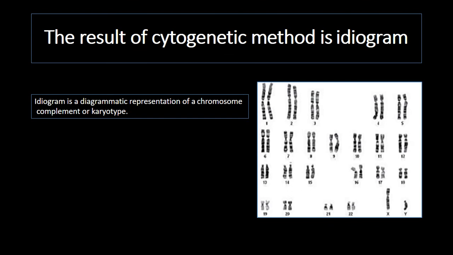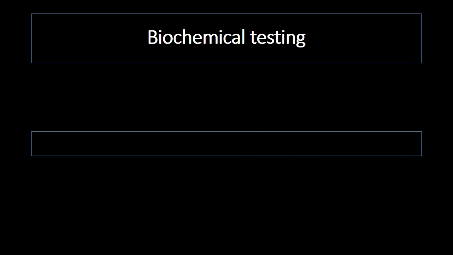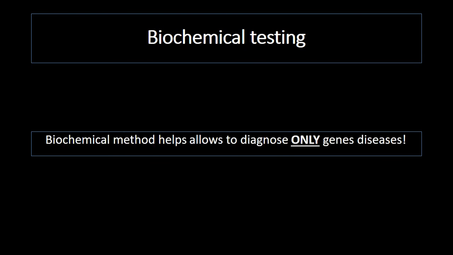The next method is biochemical testing. Biochemical testing or biochemical methods allow us to diagnose only gene diseases. I remind you that gene diseases are the same as metabolic diseases. The metabolism in our organism is a complex of numerous different biochemical reactions. So these methods help us to diagnose only gene diseases.